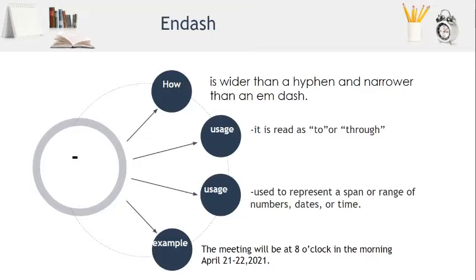It is used to represent a span or range of numbers, dates, or time. For example, the meeting will be at 8 o'clock in the morning, April 21–22, 2021. So, an N dash there stands for "to." Okay. What are the specific notes to take when using an N dash?